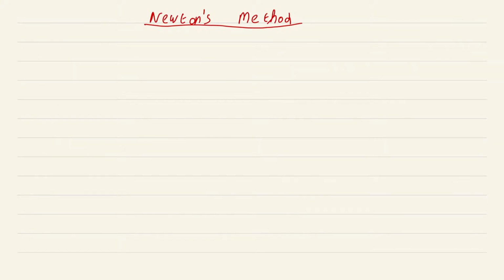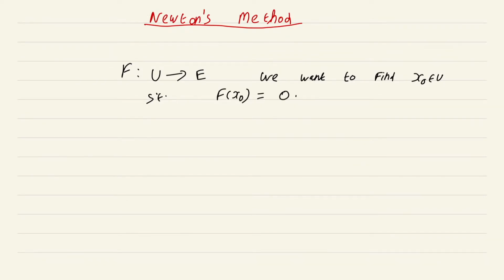In fact, I'm going to illustrate it with a commonly used algorithm for finding the square root, and justify it using this linearizing idea. So this is really our first illustration of this idea, Newton's method. Newton's method abstractly is as follows. You have a function f from U to E, and we want to find x naught in U such that f of x naught is equal to 0. In other words, we want to find a zero of a given function f.